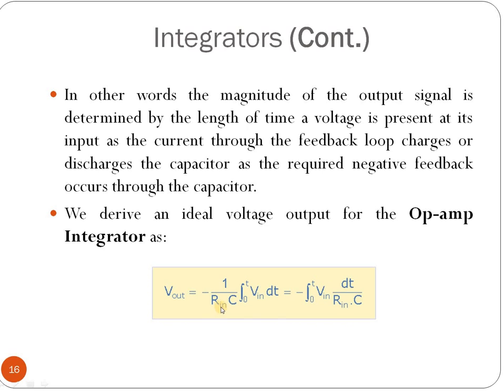You know that R input and C capacitor are constant terms, they do not vary with time, so the only time-dependent variable is the input voltage. So we need to integrate only this portion, V input.